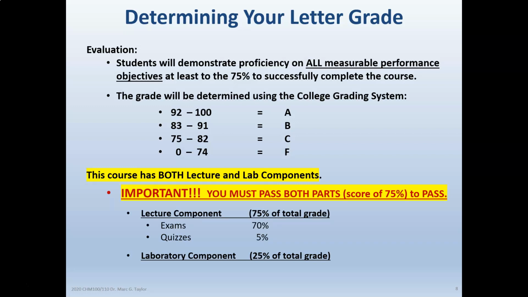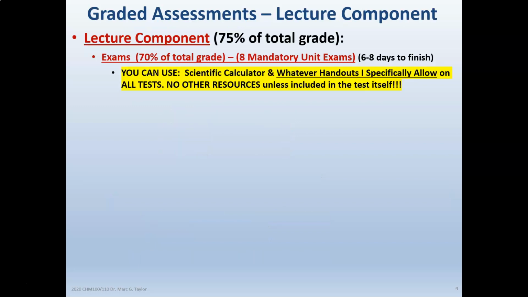Now, as I mentioned already, there are 2 components to this course. The lecture component, which is your exams, which is 70 of the 75% of your lecture component. And the quizzes, which will be 5% of the lecture component. So remember, exams are very heavily weighted. You have 8 exams and a final. The quizzes, there are going to be 2 to 4 quizzes that will be graded. There's one quiz that's posted that's completely optional. It's there to prepare you for the first exam. The laboratory component is worth 25% of your total grade. So let's break this down.